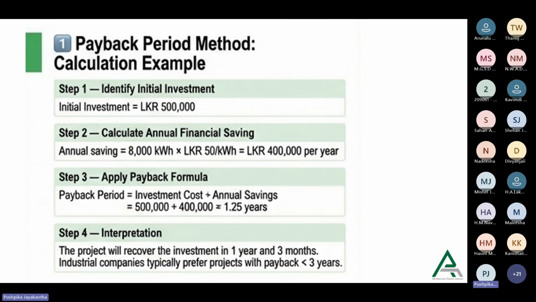So actually, industrial companies typically accept this project because this is less than 3 years. If the payback period is less than 3 years, these kinds of projects are typically accepted by industrial people. So these are financially acceptable. Net present value.